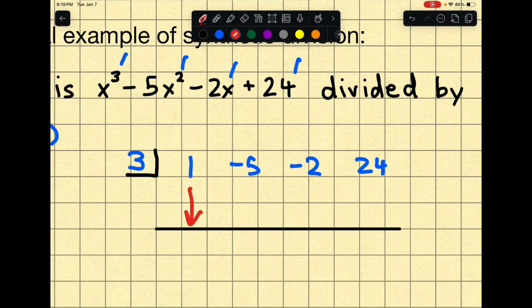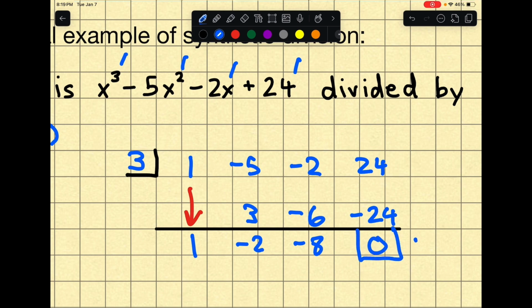First step would just be to bring down the 1. So 1 times 3 is 3. Negative 5 plus 3 is negative 2. Negative 2 times 3 is negative 6. Negative 2 plus negative 6 is negative 8. Negative 8 times 3 is negative 24. And 24 plus negative 24 is 0.